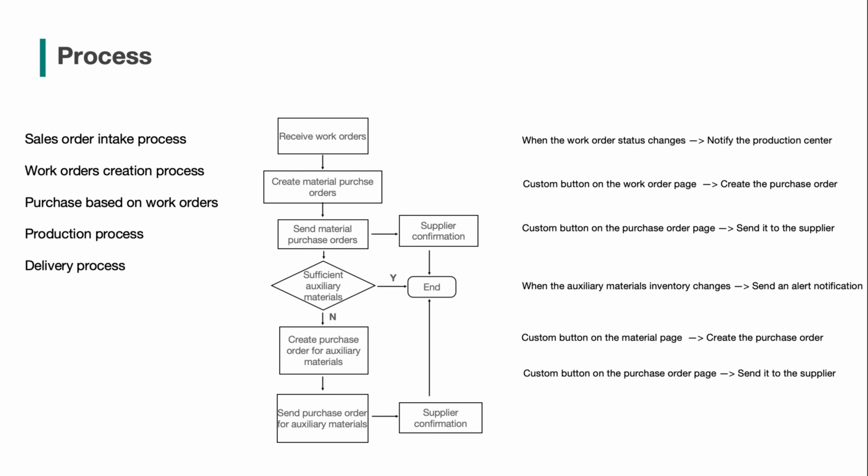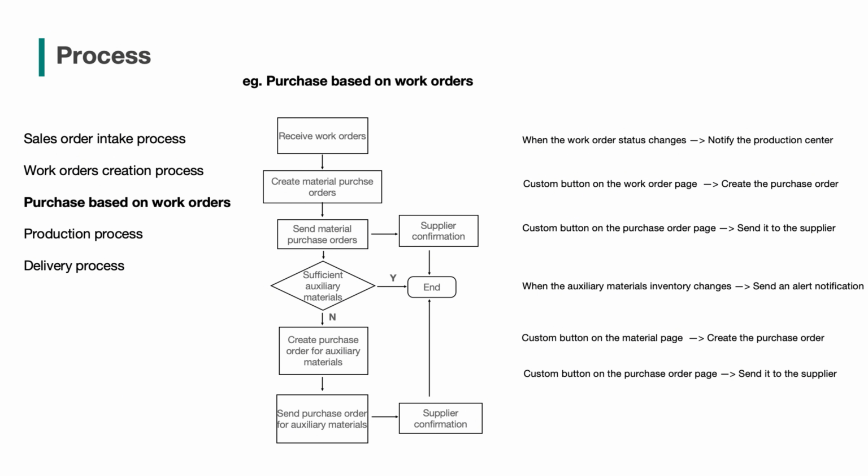With roles and data touchpoints identified, we now dissect individual processes to prepare for application design. Let's unpack the purchase based on work orders process, one of 5 core processes, as an example. This process is the business activity carried out by the chef assistant. This role receives work orders from the sales department and places raw material purchase orders with suppliers, checks auxiliary materials inventory, deciding whether to replenish auxiliary materials. Each purchase process concludes with supplier confirmation.